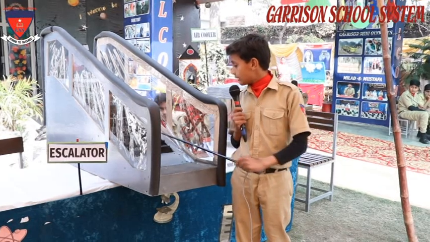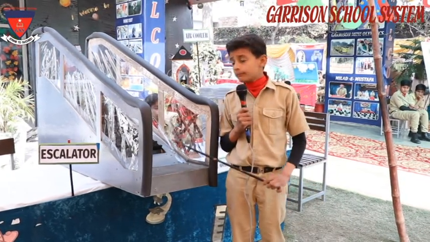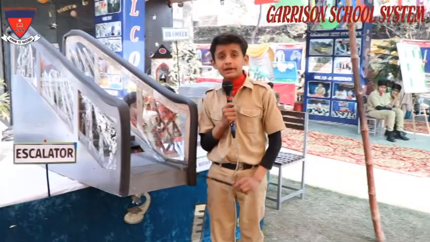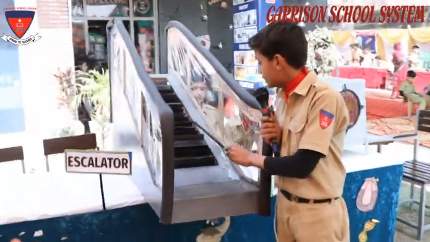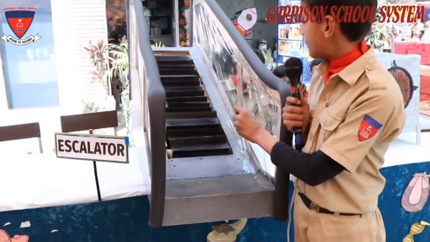And we made a working model of an escalator. It is made up of interlocking steps powered by an electric motor. The electric motor gives power to the gear, and it turns the chain, and the stairs go up and down.